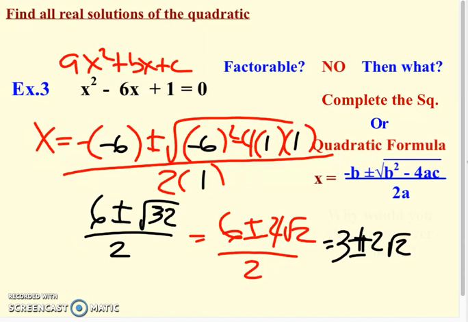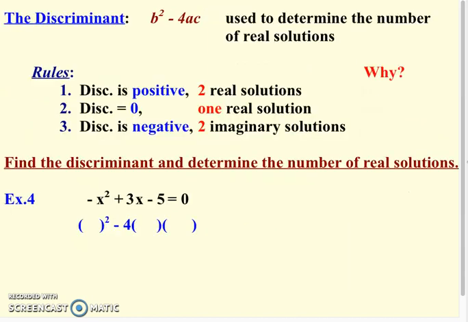Okay, let's get out of quadratic, complete the square, and talk about some other things. So related to the quadratic, and this is a little bit of a sidestep, is the idea of the discriminant. The discriminant, if you guys remember, is just the part of the quadratic formula that sits under the root.